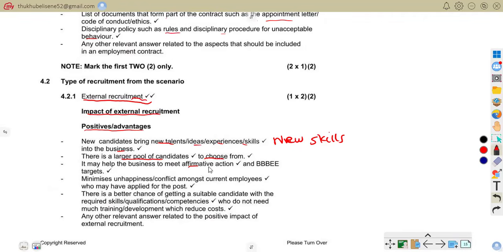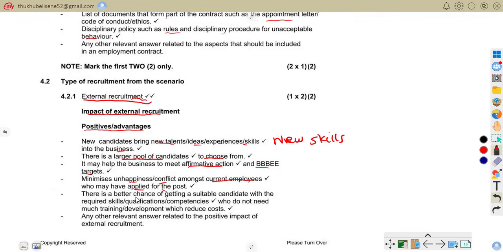It may help the business to meet affirmative action and BBBEE targets. For example, diverse hiring. It also minimizes unhappiness or conflict amongst current employees who may have applied for the post. So recruiting outside will try to minimize the unhappiness that might arise in the business.